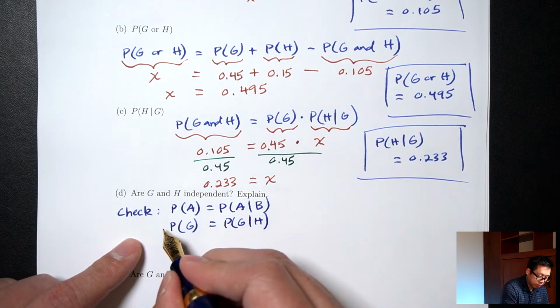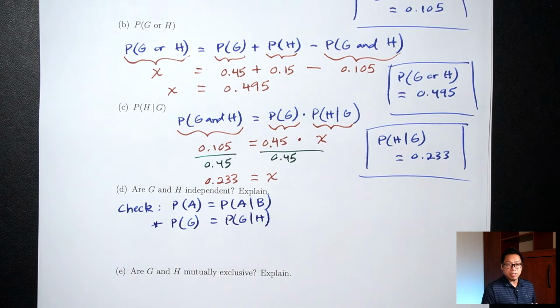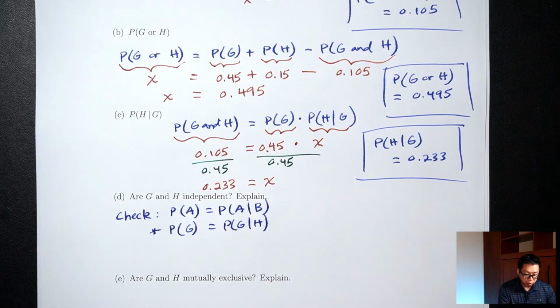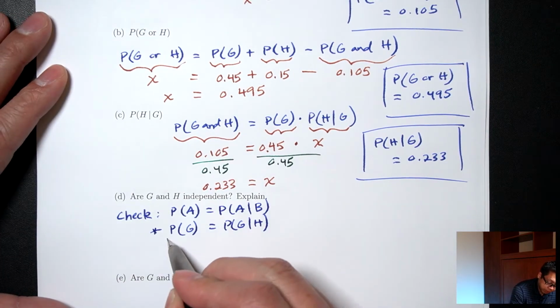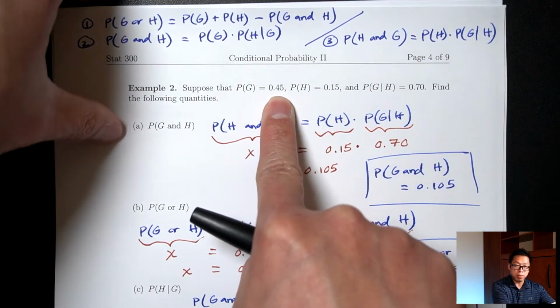So the one we're checking is probability of G equals probability of G given H. All we need to do is figure out the left side, figure out the right side, and see if they're equal or not. Left side and right side, we should already know based on everything we've done. Probability of G is 0.45, given to us in the problem.